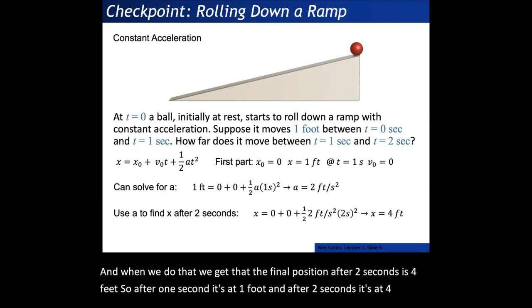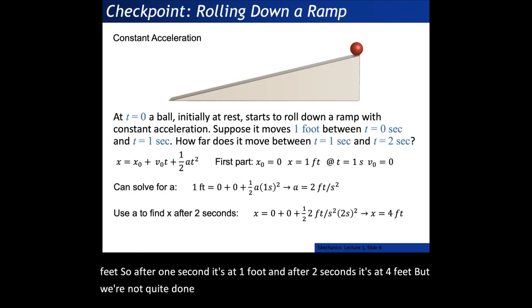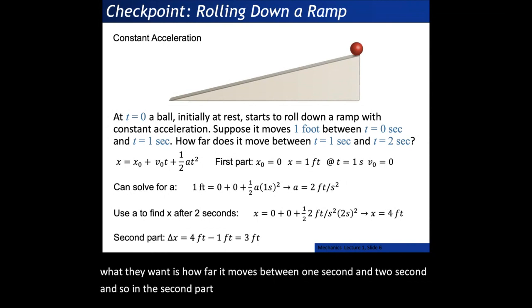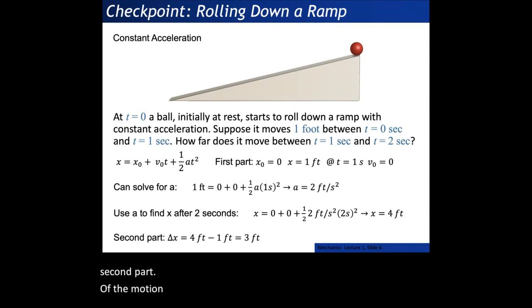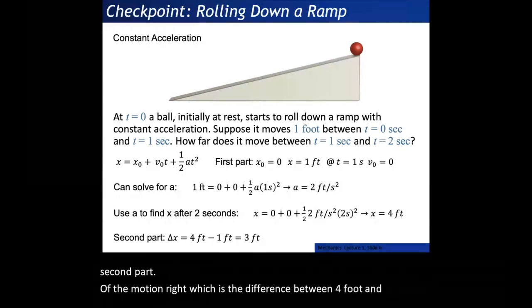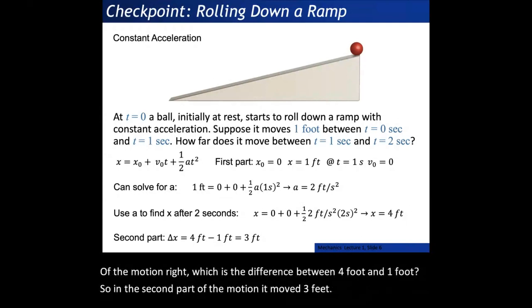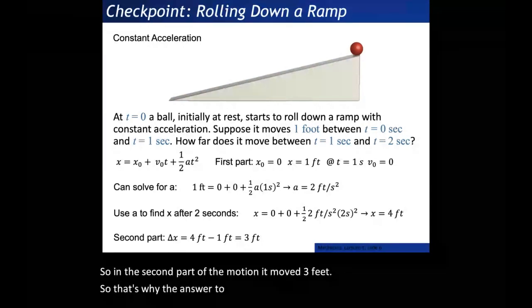But we're not quite done, because they don't want the final position. What they want is how far it moves between 1 second and 2 seconds. And so in the second part, we need basically the displacement for the second part of the motion, which is the difference between 4 feet and 1 foot. So in the second part of the motion, it moved 3 feet. So that's why the answer to that one was 3 feet.